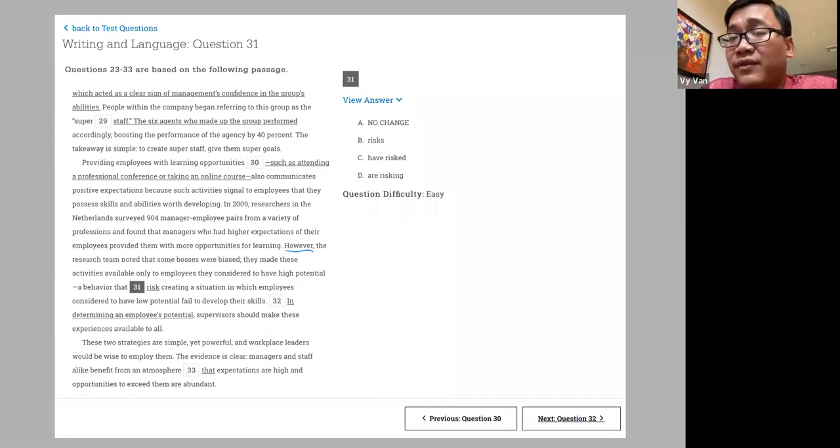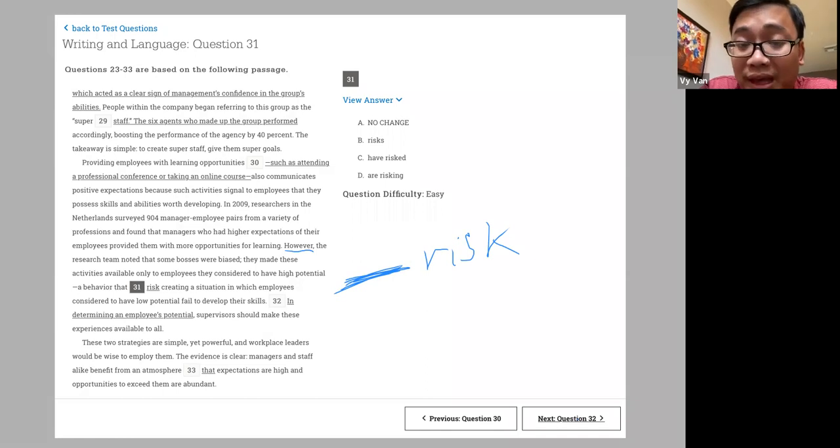So this is subject-verb agreement. The only thing you need to do is ask yourself, what is the subject that is doing this action? So risk. The way that I have a student do is create a blank, fill in the blank. What risk? Okay, what risk creating a situation like that? And here you read that the behavior. Okay, a behavior, risk, that risk.